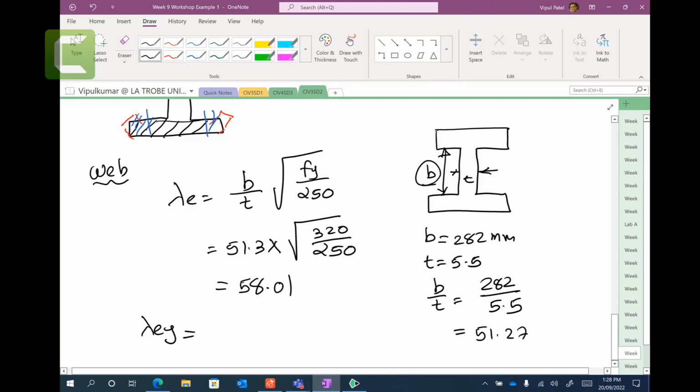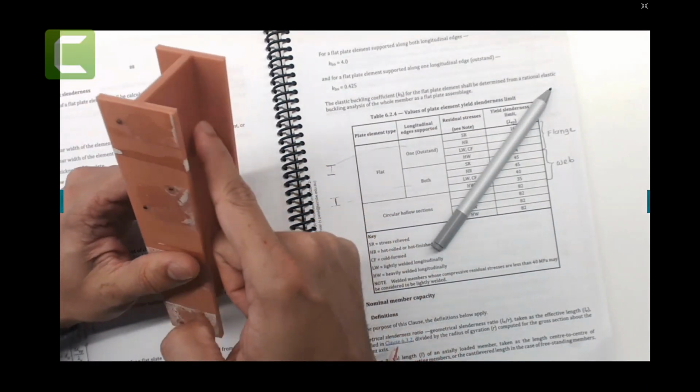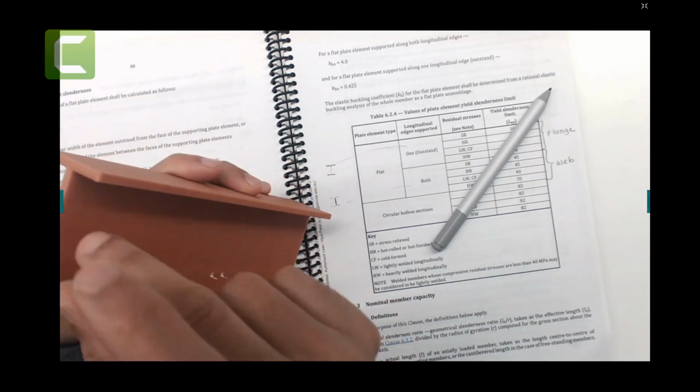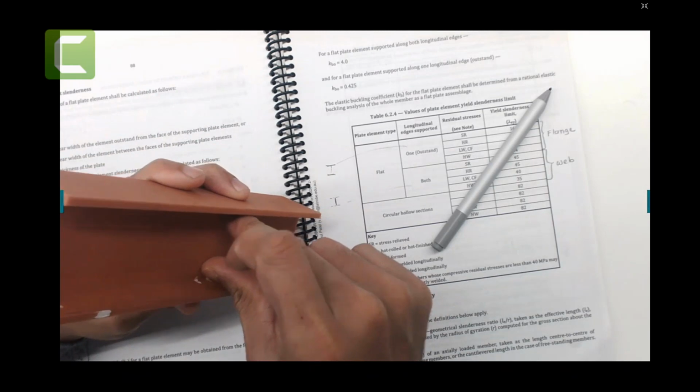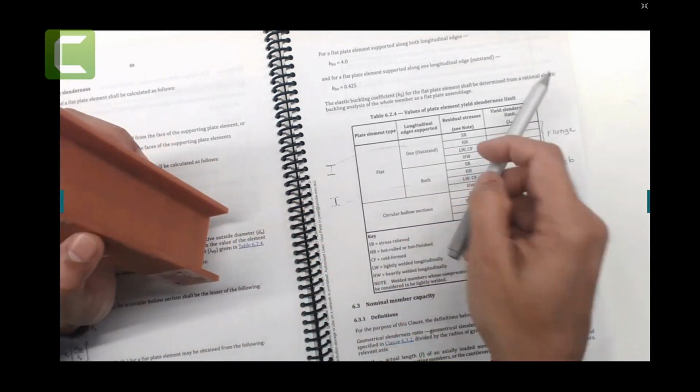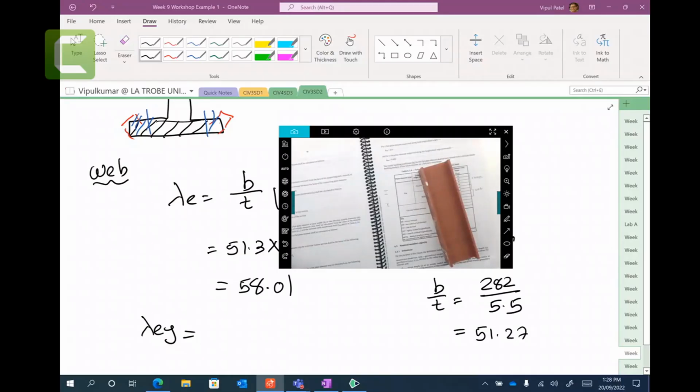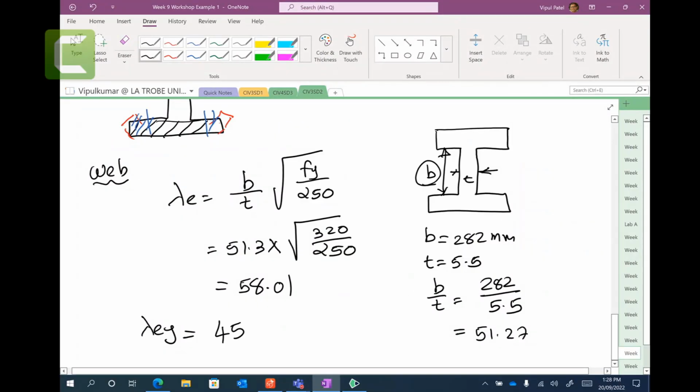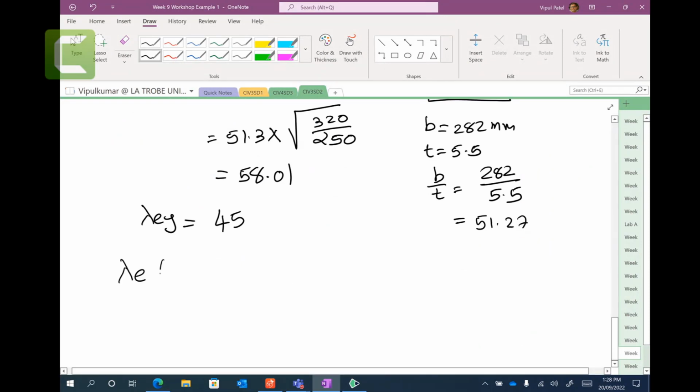And now we can just go back to the tables. Here, both longitudinal edges are supported, meaning that this is the web. The longitudinal edge for the web is supported here. Another edge is supported. So this is a plate with two longitudinal edges supported, meaning two edges are connected. There is nothing free. So in that case, both hot roll lambda EY 45. Same business, lambda E, which is 58.01, is greater than lambda EY 45.